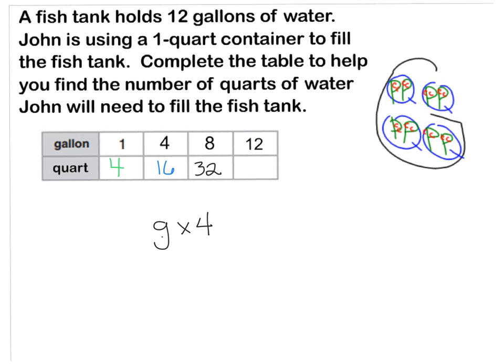And our last one is 12. If we plug 12 as our variable for our gallons, 12 times 4 is 48. So you should have ended up with 48 as your number of quarts for a 12-gallon fish tank.